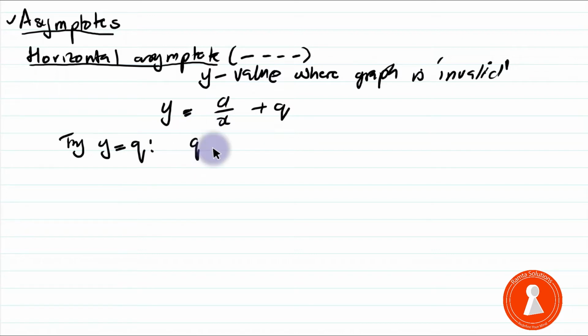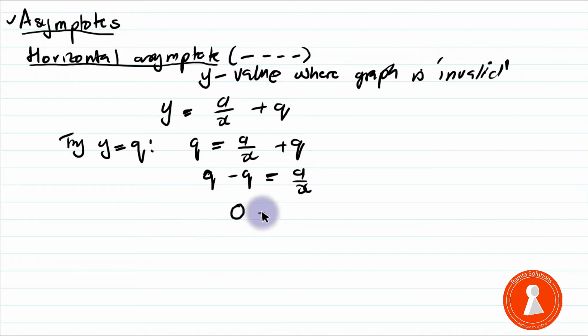Let's see. q equals a over x plus q. q minus q is 0, so 0 equals a over x. And when I look at it, this is 0 equals a. Do you see now? 0 equals a. Can you see that?